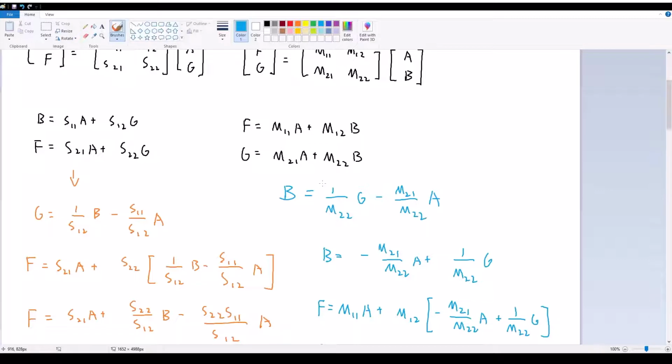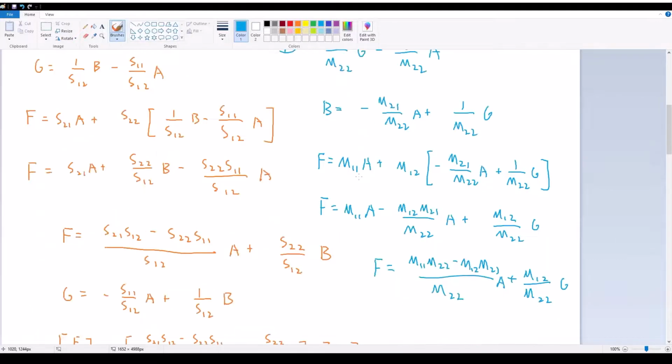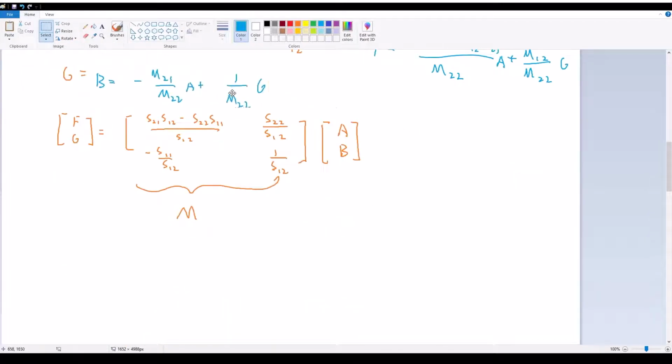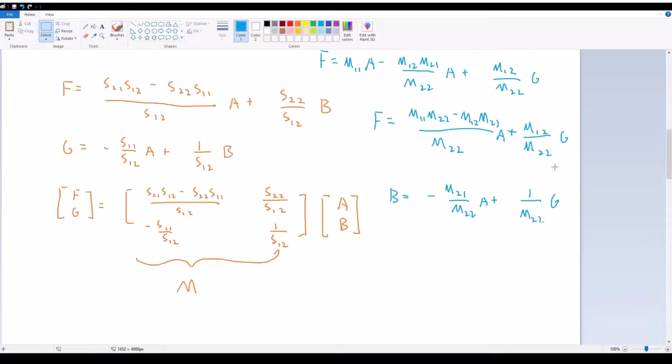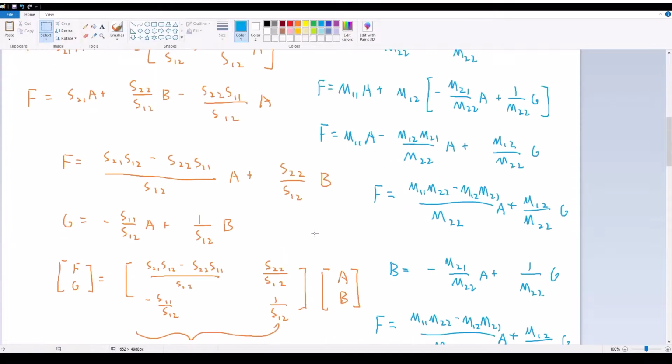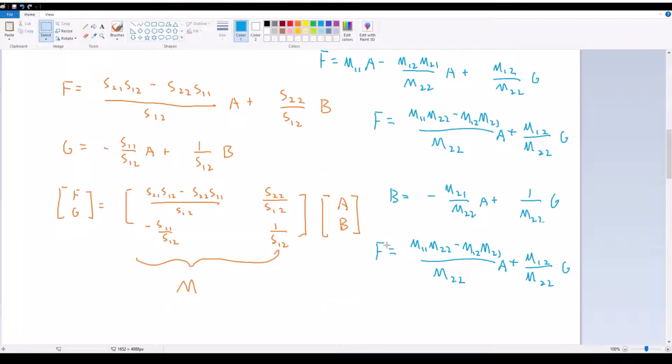And now that I have this, I can rewrite everything. So now my two expressions are this B expression, and then I have this F expression. I've done pretty much the same thing here, but in the opposite direction, and now I have an expression of B and F in terms of A and G.